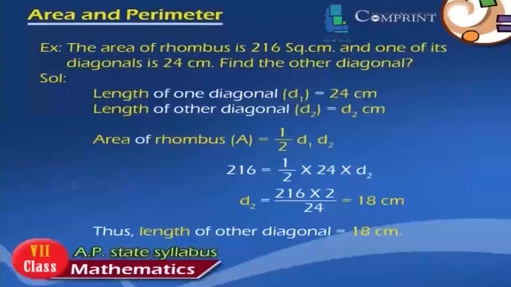Area of rhombus A is equal to 1 by 2 D1 D2. 216 is equal to 1 by 2 into 24 into D2. D2 is equal to 216 into 2 whole by 24 is equal to 18 centimeters. Thus, length of other diagonal is equal to 18 centimeters.